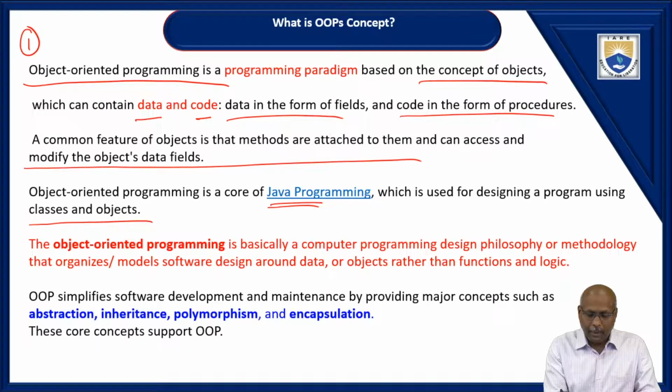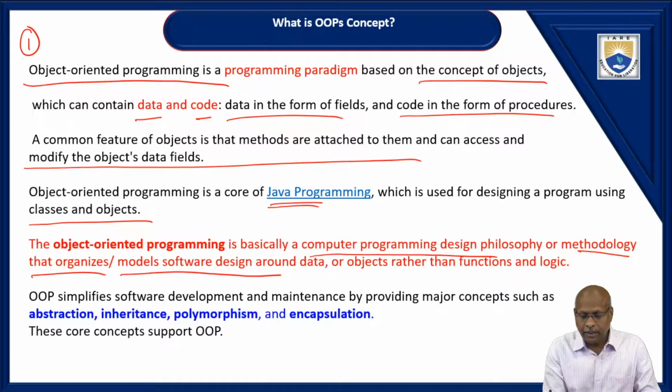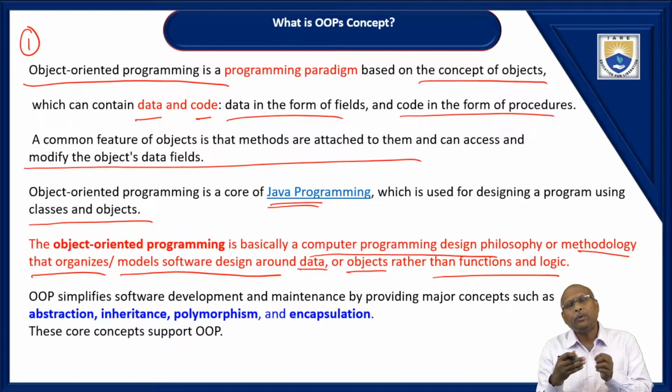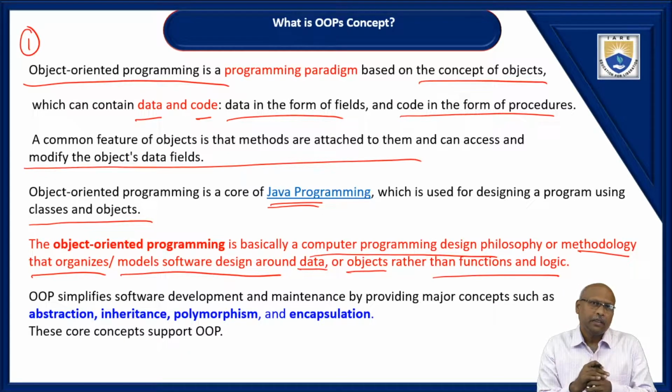Object-oriented programming is basically a computer program design philosophy or methodology that organizes or models the software design around data and objects rather than functions and logic. So it concentrates on the data part. How can I organize the data? Once I concentrate on the data, then I can do processing on it. So your object in programming always gives more importance to the data part. That's why it supports data abstraction.